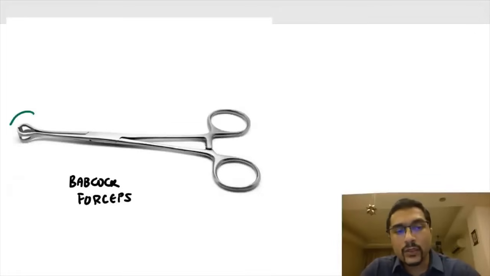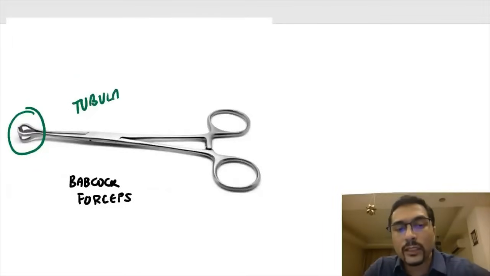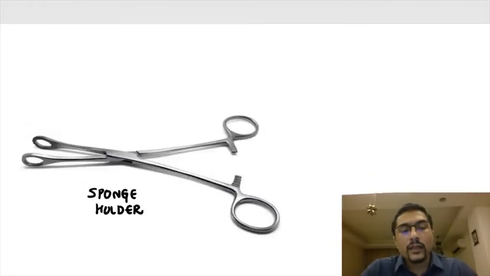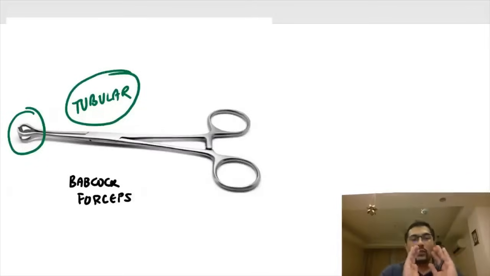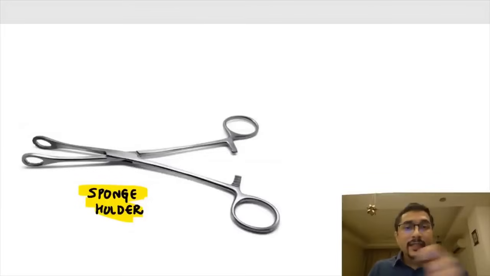This one is a Babcock forceps. You can see the difference from Allis. There are no teeth here. There is some space between the two handles. So you can hold a tubular structure using Babcock forceps, right? Like the appendix or the fallopian tube can be held using a Babcock forceps. This is a sponge holder. So see the difference between Babcocks. It is slightly curved. This is a sponge holder, and you hold a sponge using a sponge holder, and then you clean the area. So you must have seen the surgeon before starting any case. They clean the area. They hold the sponge using this sponge holder. So all these instruments have been asked. You should remember these.